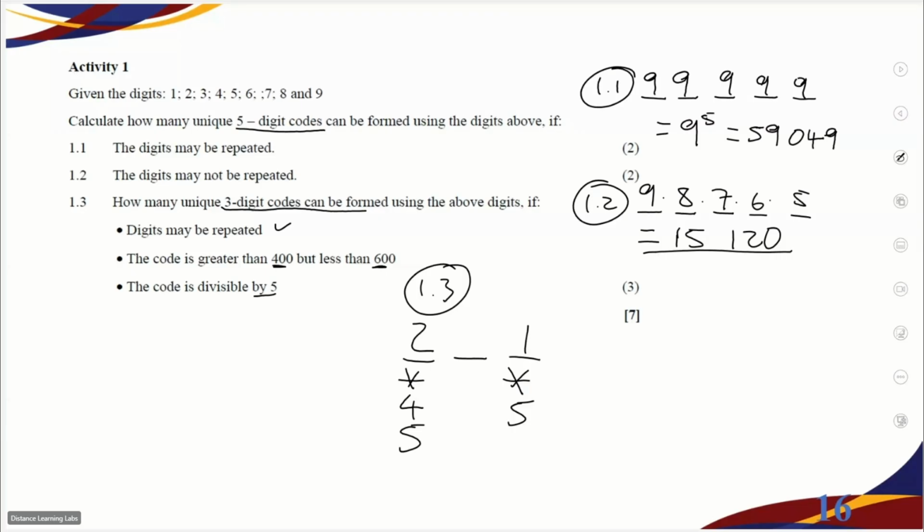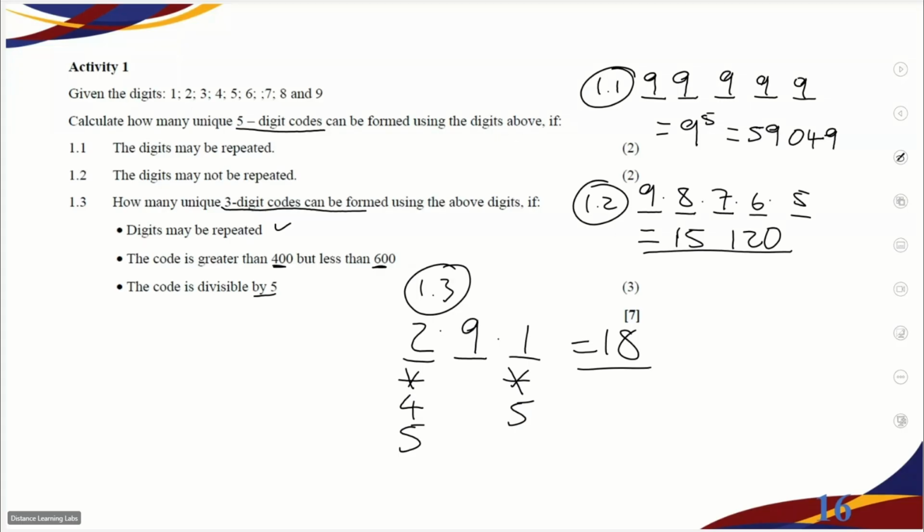All 9 of them would be competing for the middle position. Meaning my answer would be 2 multiplied by 9 multiplied by 1. Meaning the number of codes that can be created here are 18. Meaning you can only create 18 codes under those 3 different conditions: digits are repeated, the code is greater than 400 but less than 600, and the code is divisible by 5.